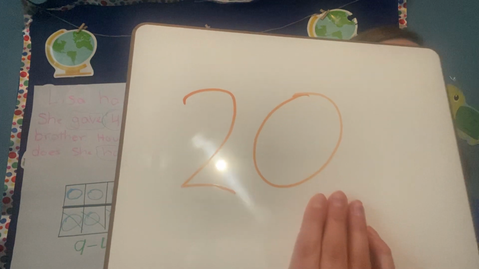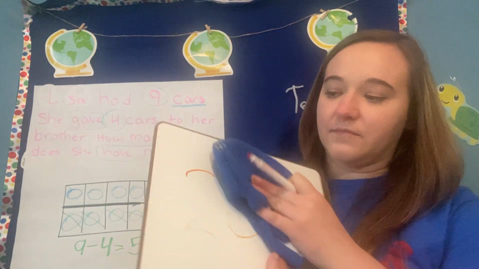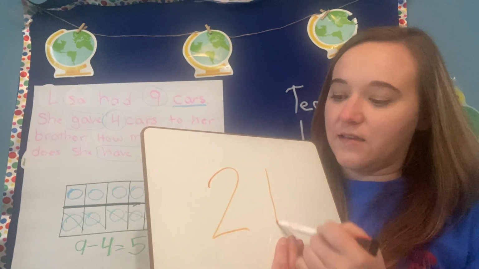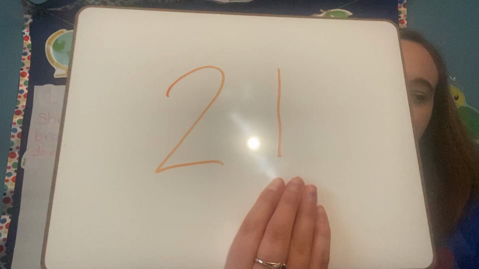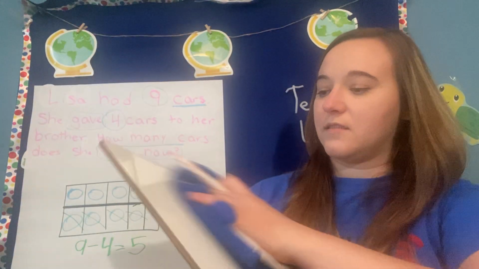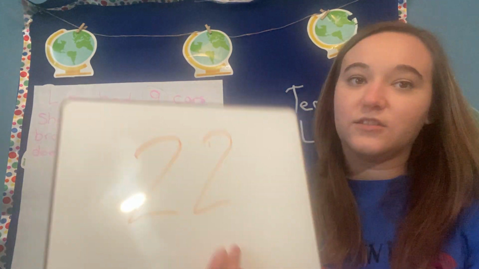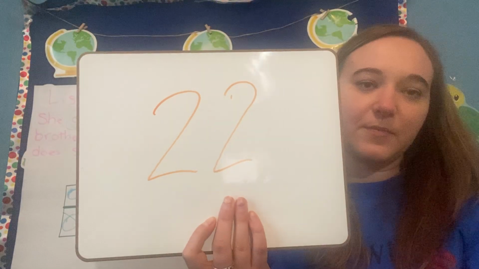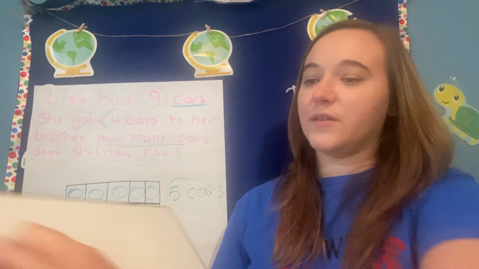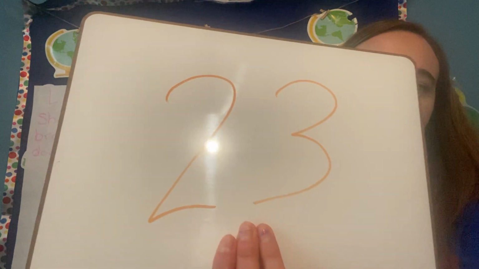So write 2 and a 0 on your paper. That's number 20. Okay, like 21, 2 and a 1 makes 21. Write that on your paper. Good. 22 is a 2 and a 2. Write that on your paper. Good. 23 is a 2 and a 3. Good job.